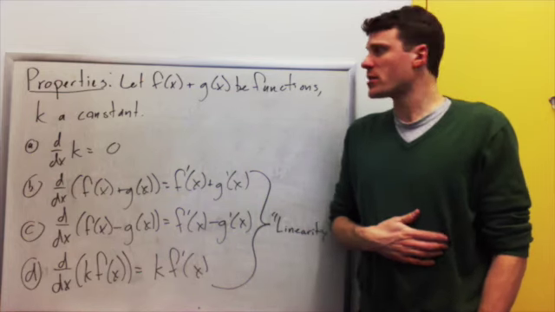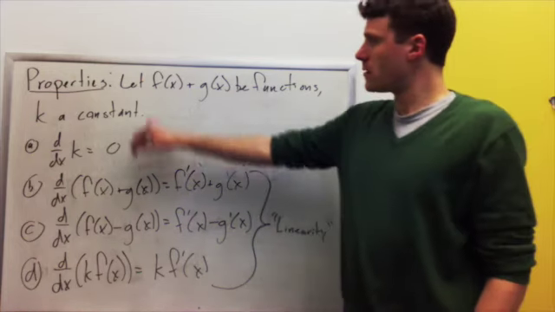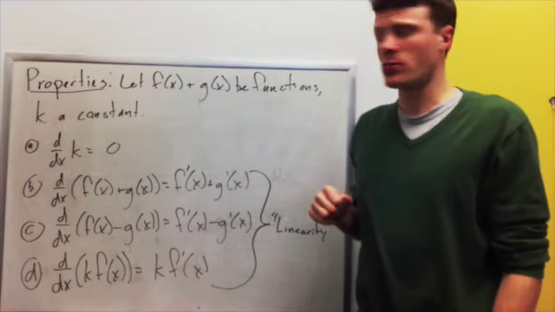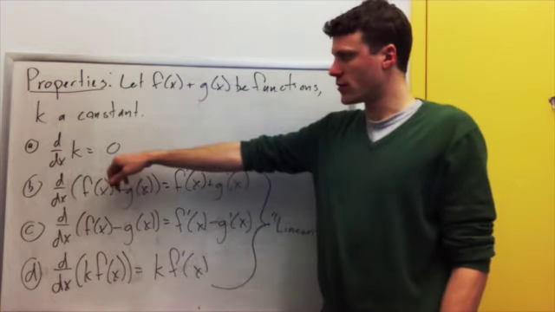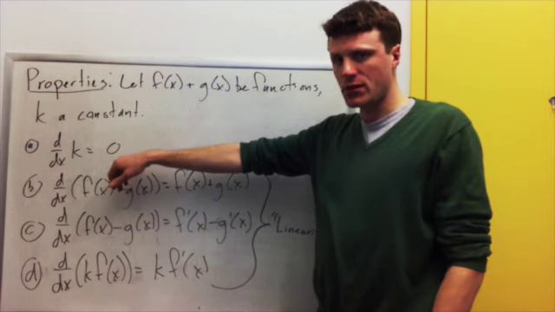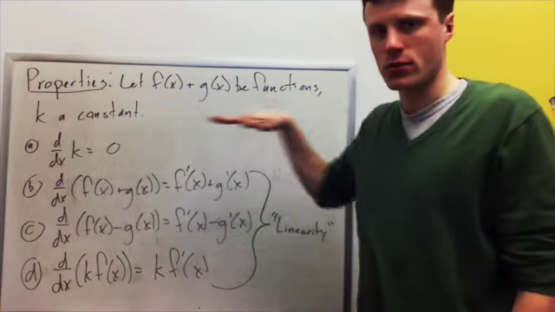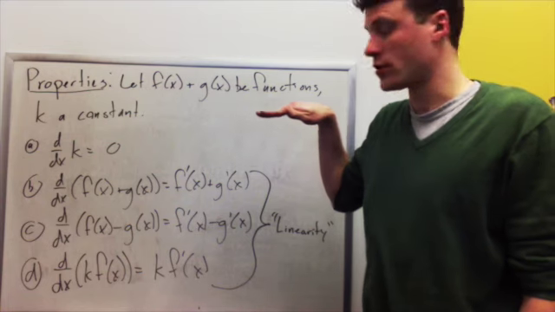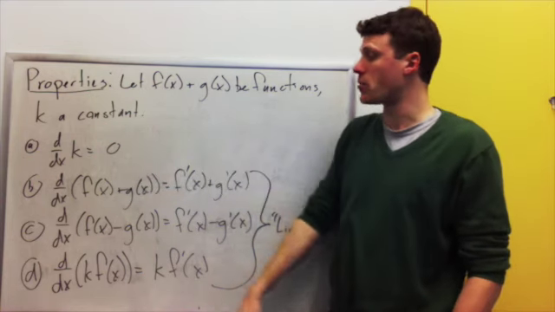Okay, so let's talk about some of the basic properties of differentiation. So f and g are going to be functions, and we're assuming that they're differentiable, and k is a constant. First, the derivative of a constant is 0. The reason is because a constant function is a horizontal line with slope 0 everywhere. Since derivative is slope, we get 0.